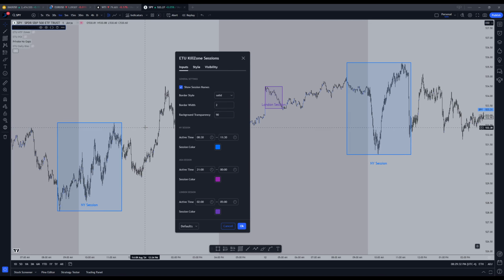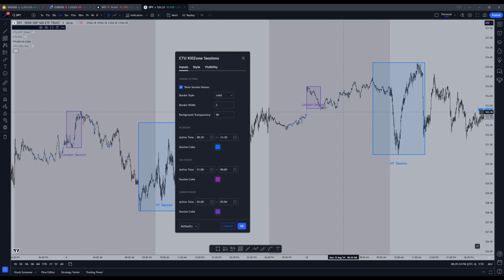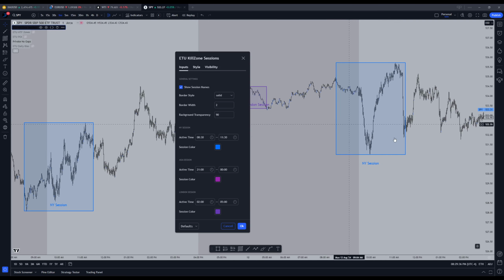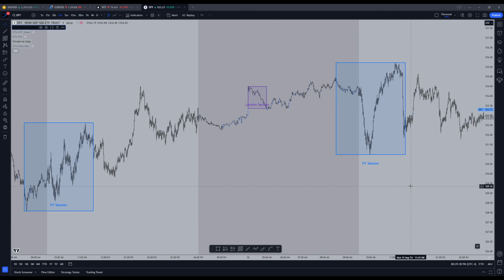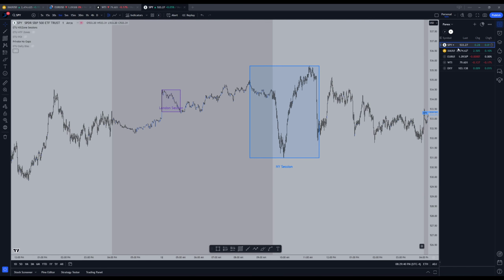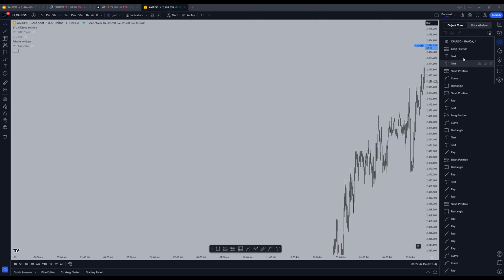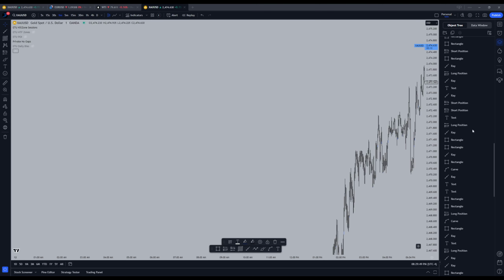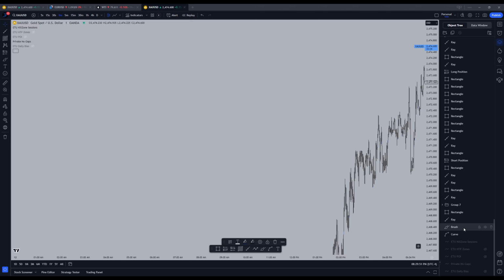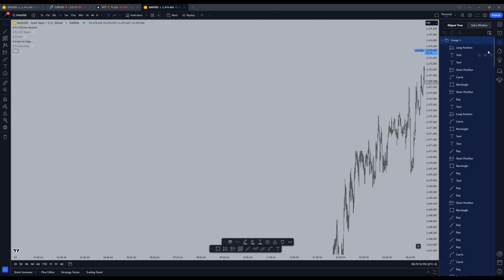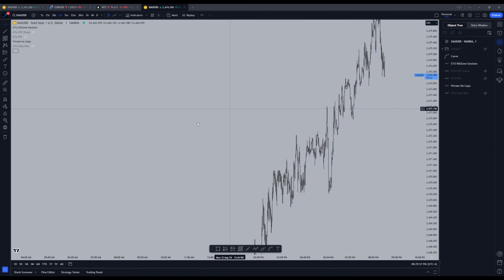Show session names. This just shows the session name. We have 3 different sessions. Okay, we have London session, New York session, Asia session. Actually, I should go on a different chart here. Let's go on gold. Ooh, this thing is laggy. Okay, let me group these things together and hide it so it doesn't lag, because I think I'm lagging hard right now. Okay. All right, I think we're good here.